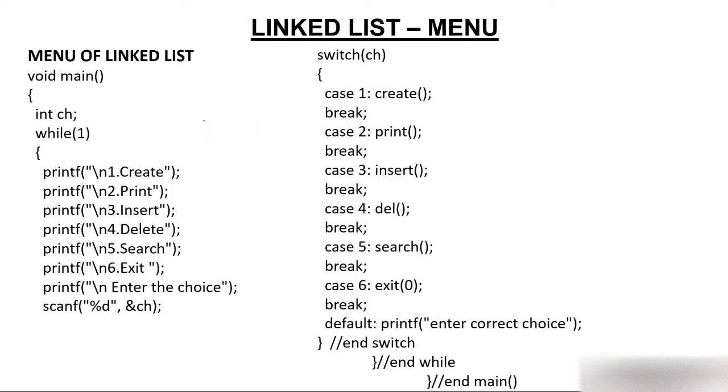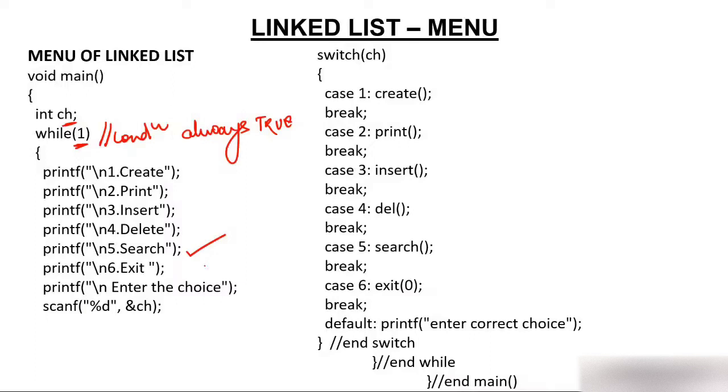I have explained the menu many times, but I'll explain it again. In the menu you have created a variable, and while(1) means the loop condition is always true. If you press 1 you can create, press 2 to print, 3 to insert, 4 to delete, 5 to search, and 6 to exit. That is the menu in front of you.